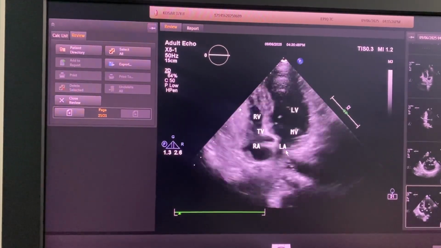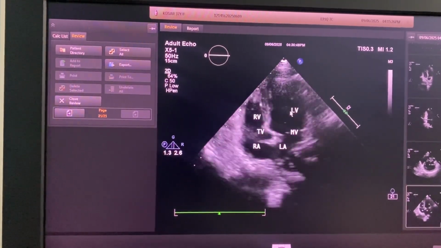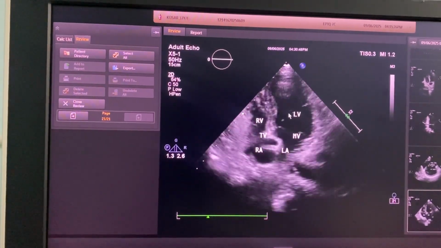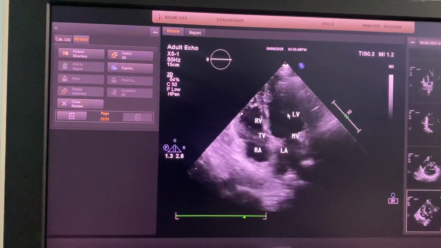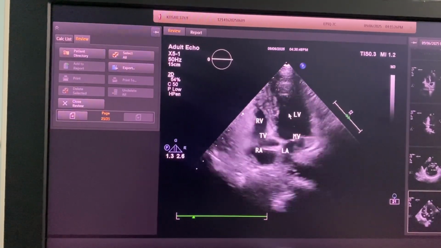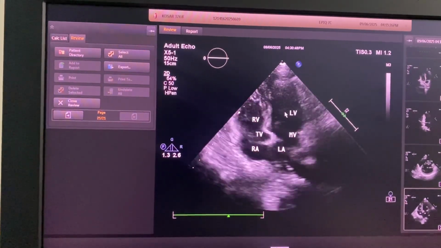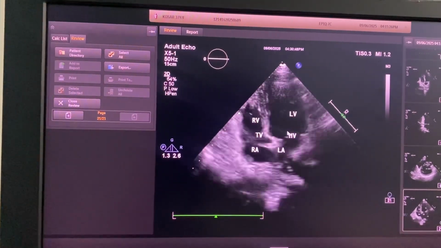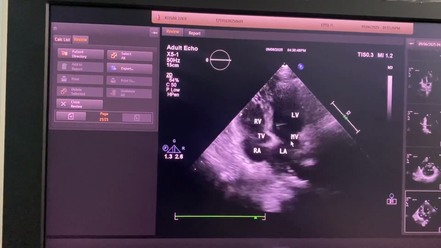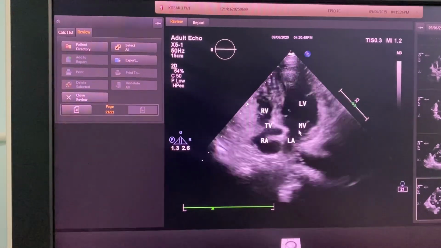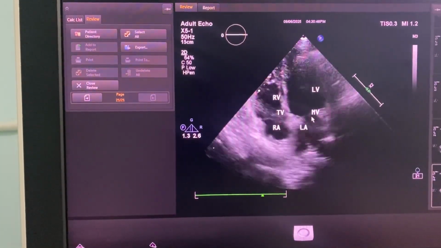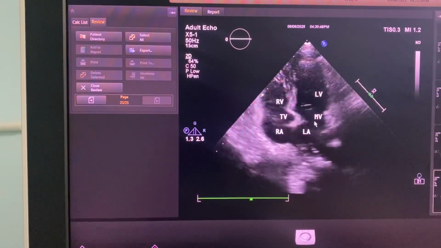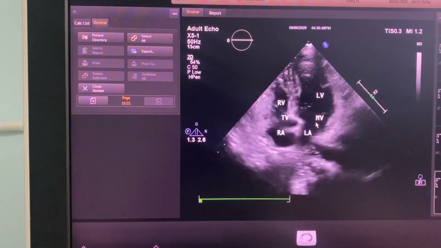We see all the chambers: the left atrium here, the right atrium, the left ventricle, and the right ventricle, separated by the interventricular septum. Then the two valves: the mitral valve between the left atrium and left ventricle, and the tricuspid valve between the right atrium and the right ventricle. The apex is near the transducer because this is the apical four chamber. The transducer is put at the point of cardiac impulse, which is where the apex is on the chest of the patient. It's not clear, that's why I labeled them.